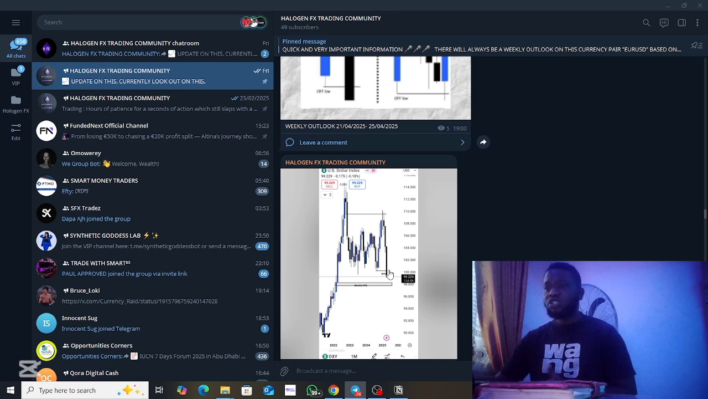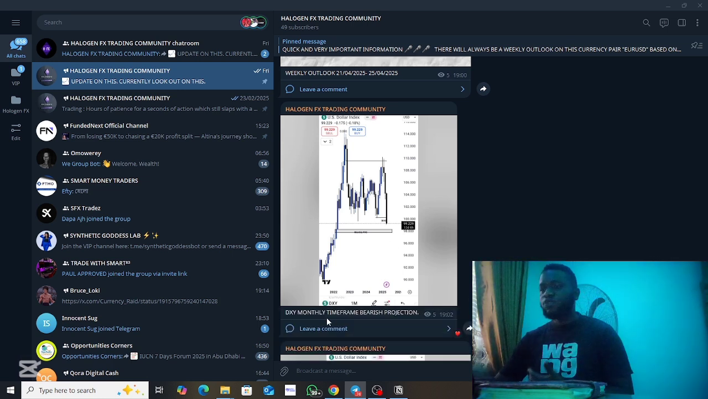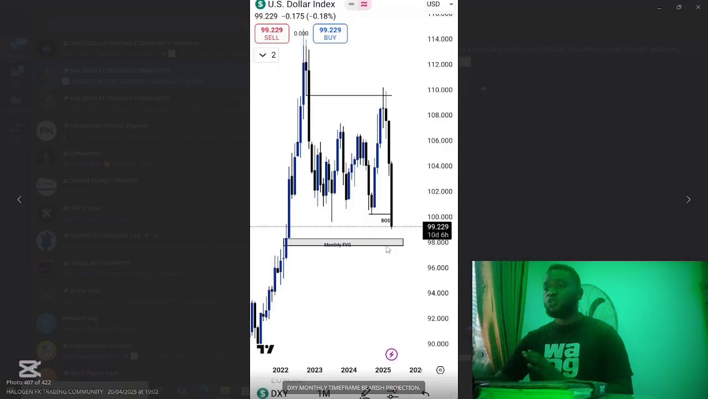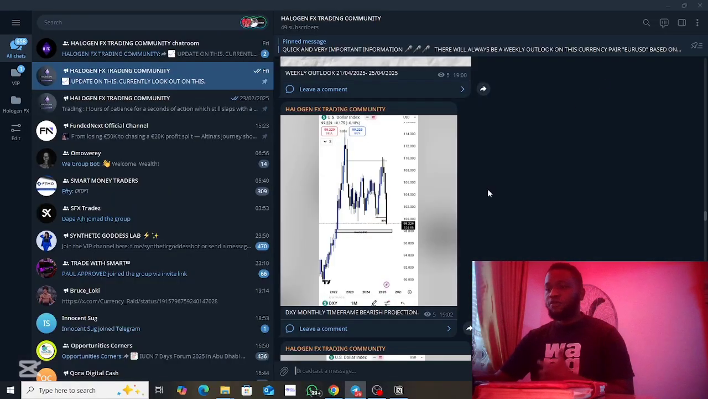The first thing I do is go on DXY to do my analysis, because the DXY gives me a general direction to know how the EUR/USD is going to move. So you can see here I said DXY monthly time frame bearish projection. I was still bearish on this DXY from last week because I have a monthly FVG sitting below. So I expect price to sell off into this monthly FVG before we can have a little bit of retracement, which is a buy setup, for that week.